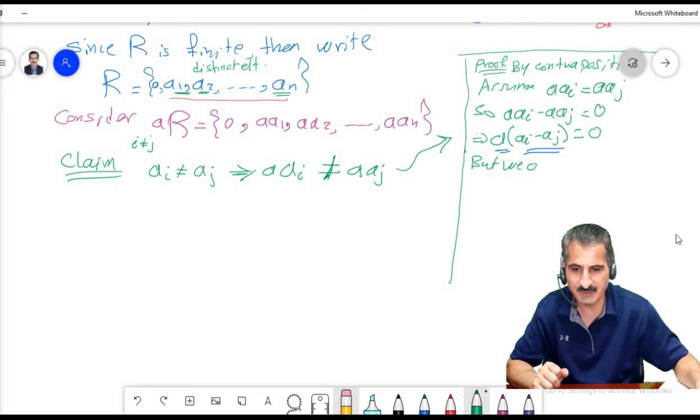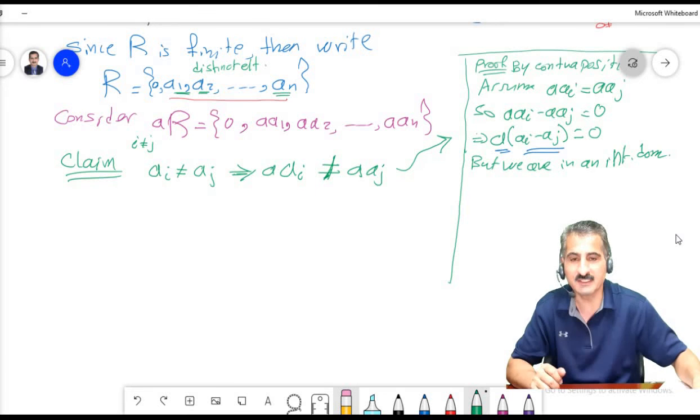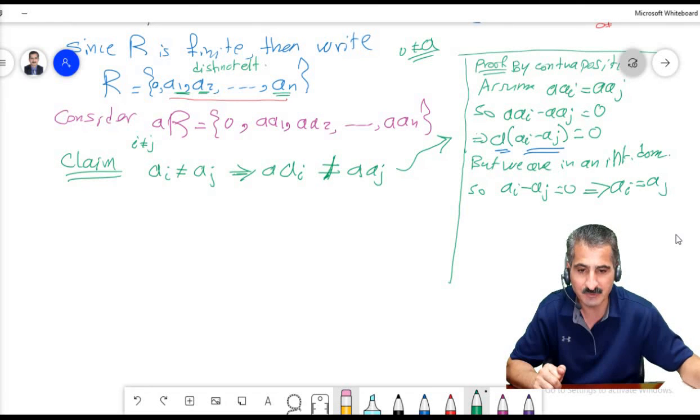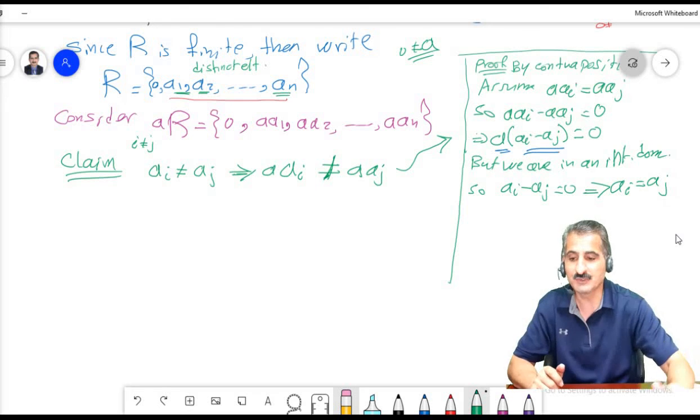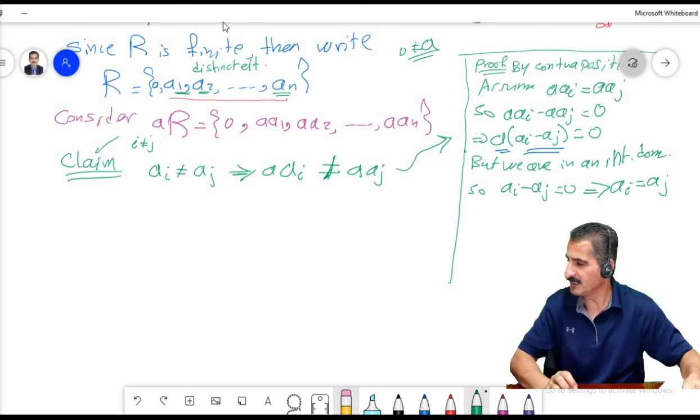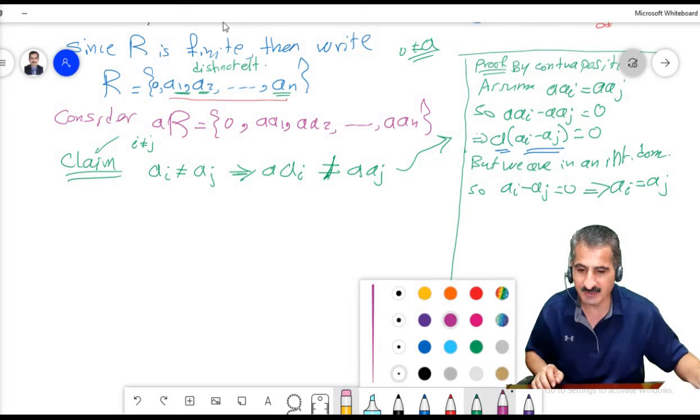But we are in an integral domain, and A is assumed to be not 0 because we chose it to be not 0. A does not equal 0. So we must have that A_i minus A_j is 0, and that will force A_i to equal A_j. Good? So we have the claim proved. Now, how do we use that claim?